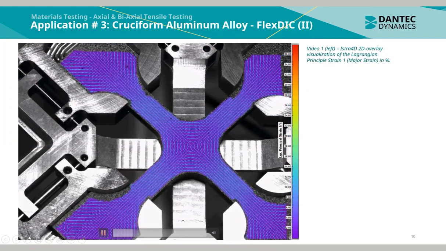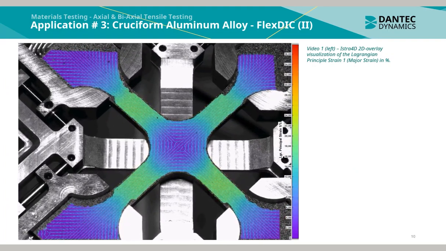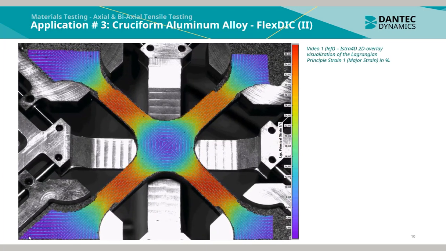In video 1 to the left, we see the EduDIC 2D overlay visualization of the Lagrangian principal strain 1 in percentage. We can see the strain is concentrating inside the indicated areas A1 to A4.